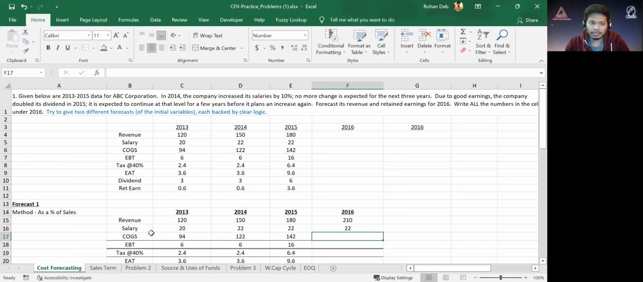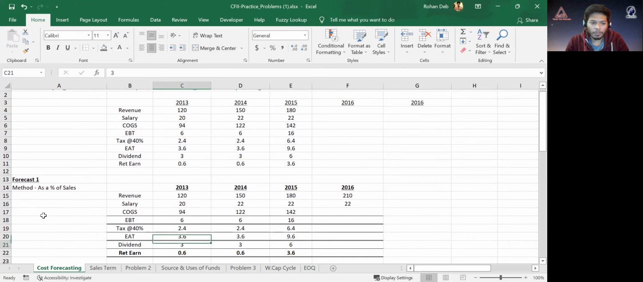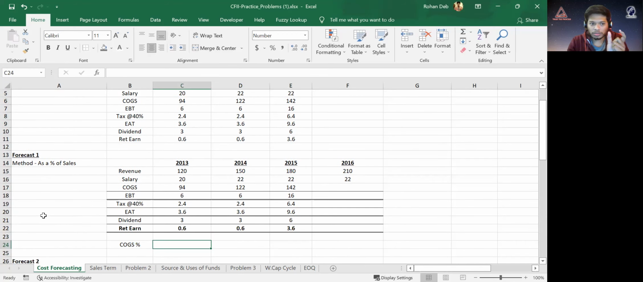Now there are 3 methods that are there to forecast any cost. The first method is as a percentage of sales. For this method, what we do is find out that cost. This cost could be cost of goods sold, wages, labor cost, it could be any cost. Okay, so we find out that cost as a percentage of sales, equal to 94 divided by 120. So this will give you a percentage. Similarly, calculate for the other two.